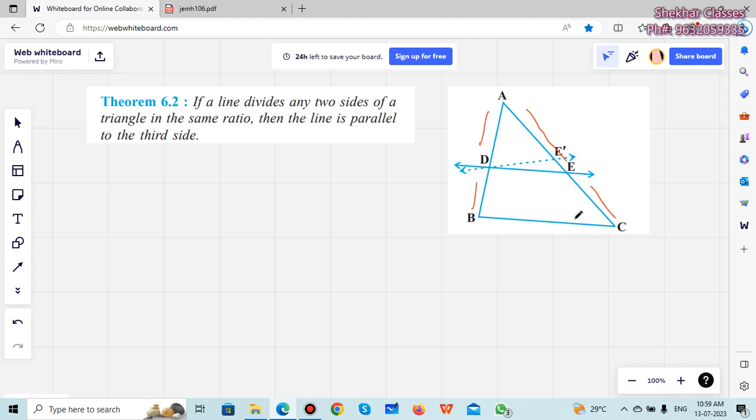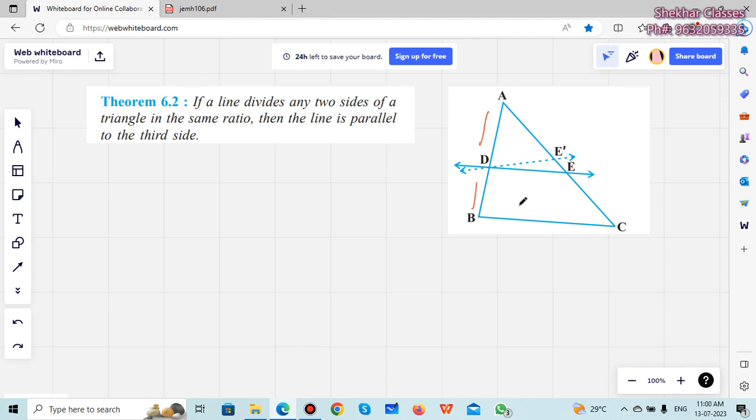to BC. Earlier we had what? If the line DE is parallel to BC, then AD upon DB will be equal to AE upon EC. That was the theorem we had. Now they are asking, there is a line DE intersecting the two sides AB and AC of the triangle, but it is not mentioned that DE is parallel to BC. But they have given that AD upon DB is equal to AE upon EC. So we have to prove that they are parallel.